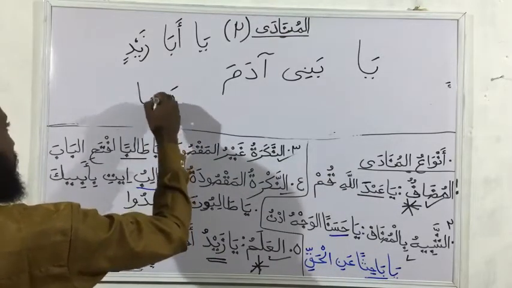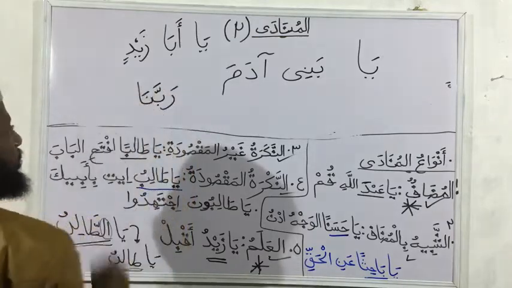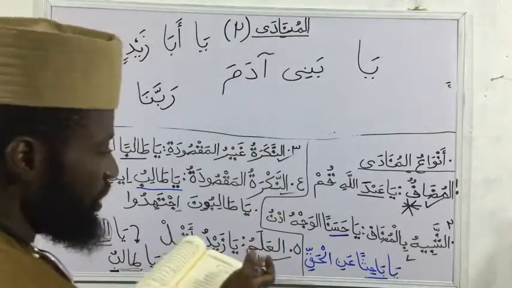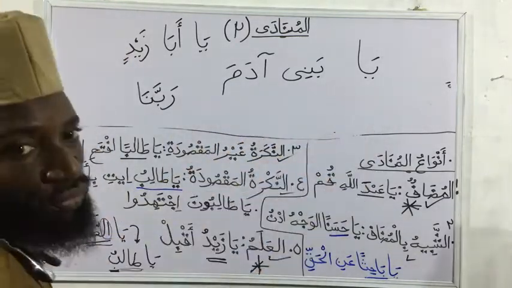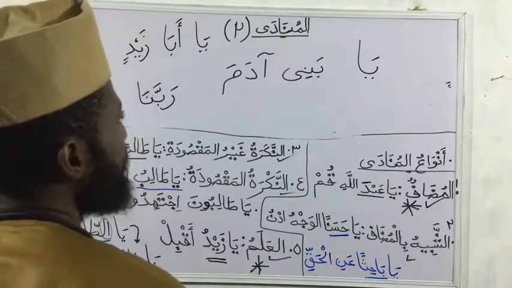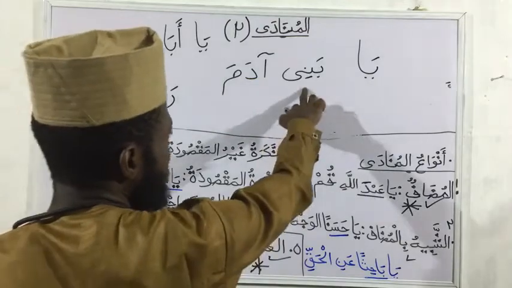Why is it like that? Rabbana. So do we get? Let's quickly look at it. All this, they are examples of what you are still looking at. They are examples of mudaf. They are munada that are mudaf. Look at this for example. This here, Bani Adam, is a mudaf.